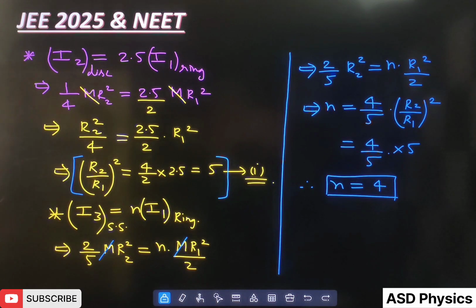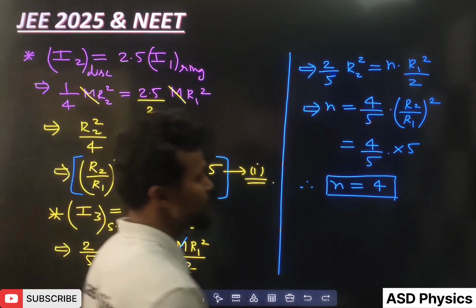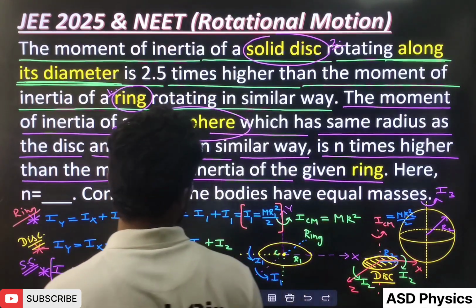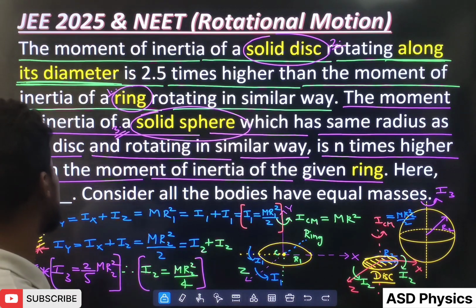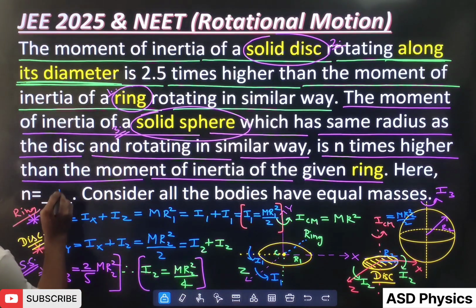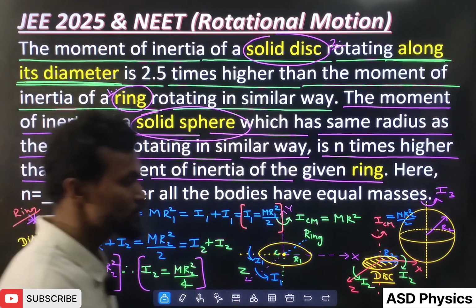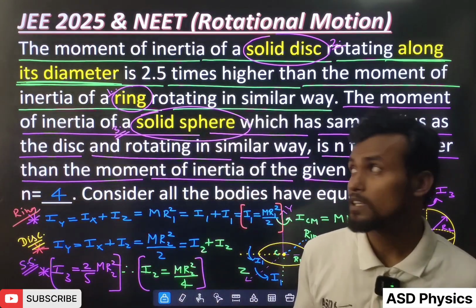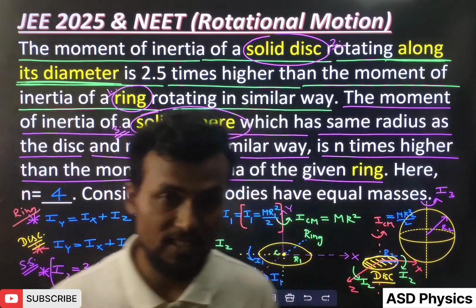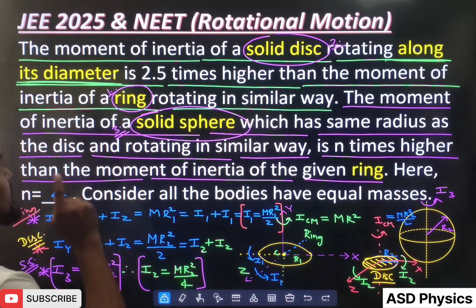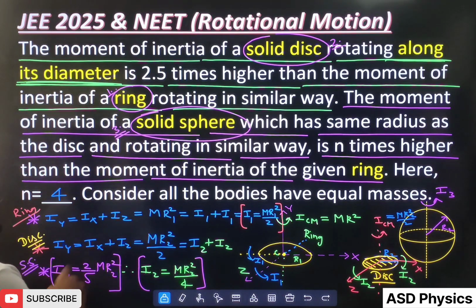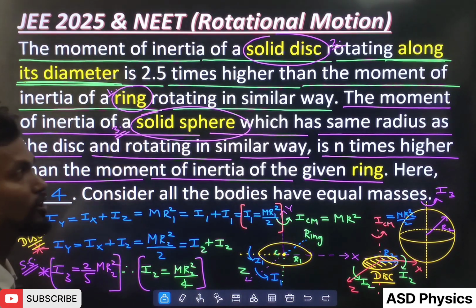Is it? So, this is the situation here. Okay. So, students, what is the value of n? The value of n will be 4. Is it, students? So, I hope this question is very, very clear to you. Again, I am telling, the radius of the disk and the solid sphere is same, but the moment of inertia of solid sphere is n times the moment of inertia of the ring.